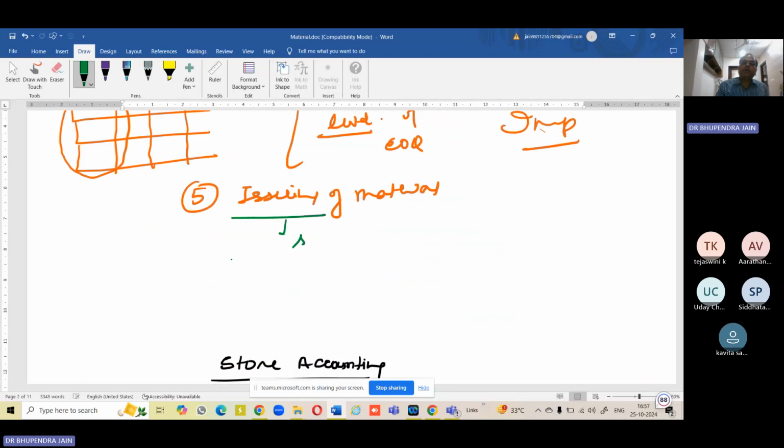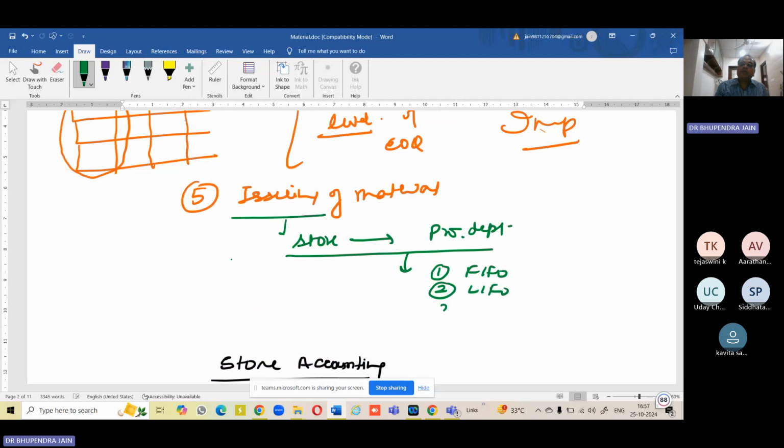Who will issue the material? Now the store issues the material to the production department. For accounting purposes, we will use different methods to issue the material. Number first method is FIFO. Number second method is LIFO. Number third method is highest stock in first out. Number fourth is the simple average method. Number fifth is the weighted average method. So many types of methods we can use.